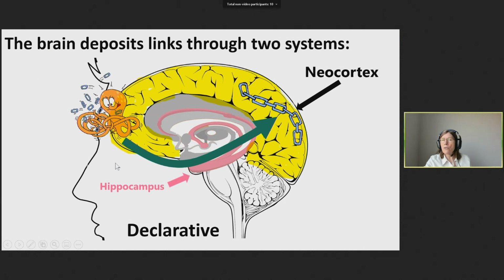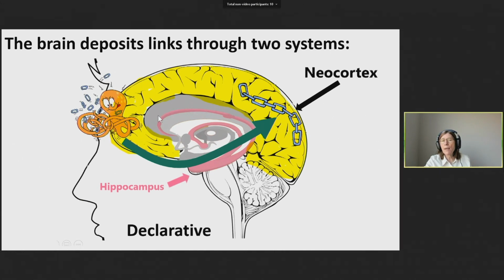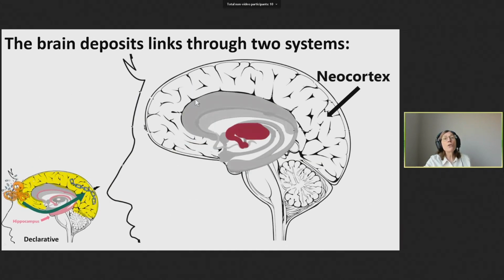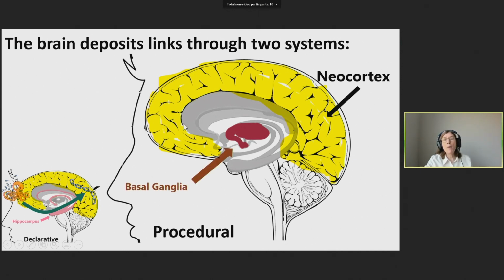But there's that other linking system, or way that you could put links in your long-term memory. And that is to use your procedural learning system. So what is your procedural learning system? Turns out it doesn't even go through your working memory. You're not even conscious of it. You'll get some information, and what happens is it goes through your basal ganglia to create sets of links.